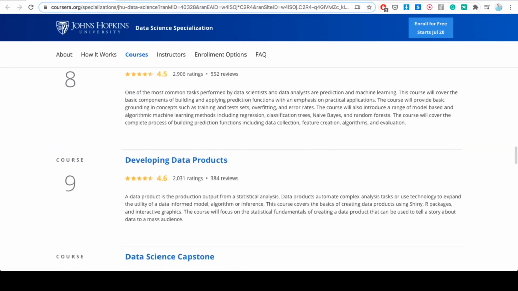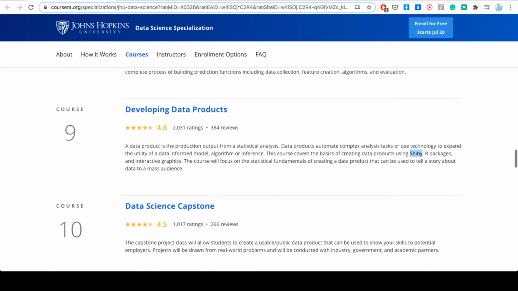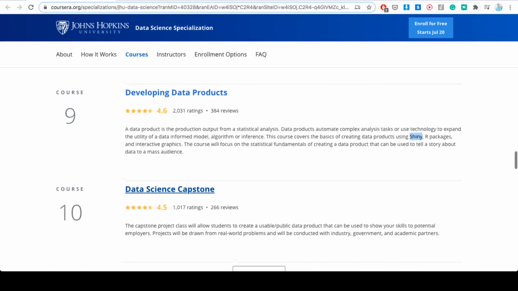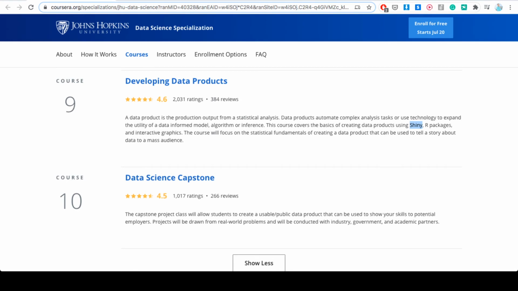Number nine is Developing Data Products, packaging all that knowledge into something which you can show to others, especially since you'll be working with Shiny. This is the package in R to make beautiful dashboards, so that's also always cool. And number 10, the last course, is a project which you do using the knowledge that you have gained so far. All in all, this is a really contained specialization when it comes to learning R.